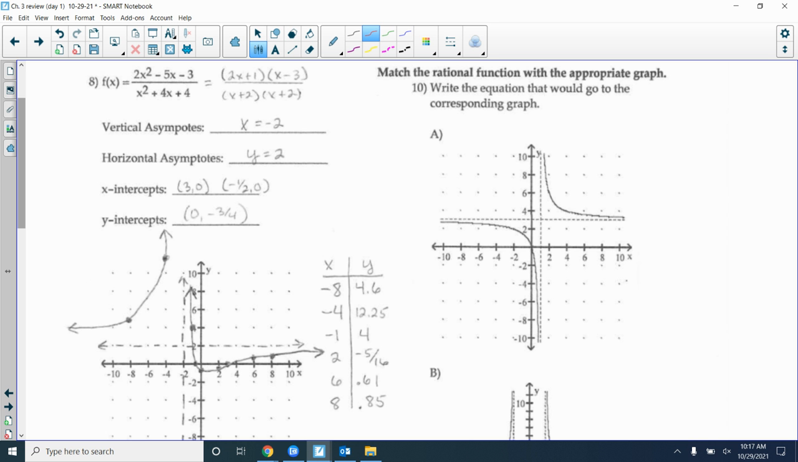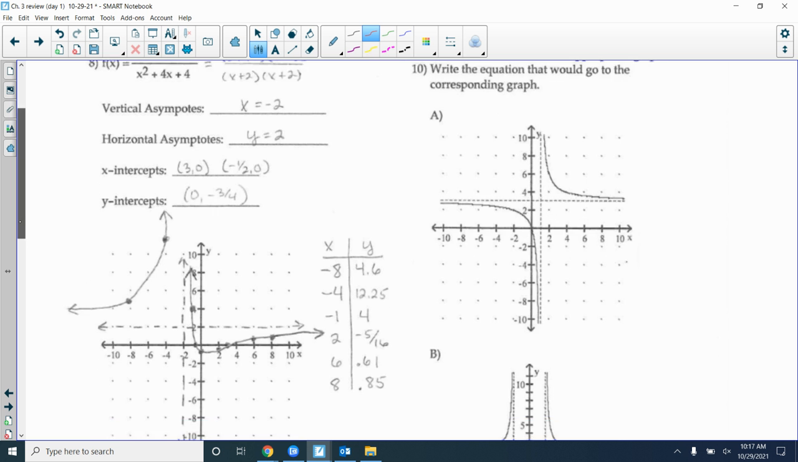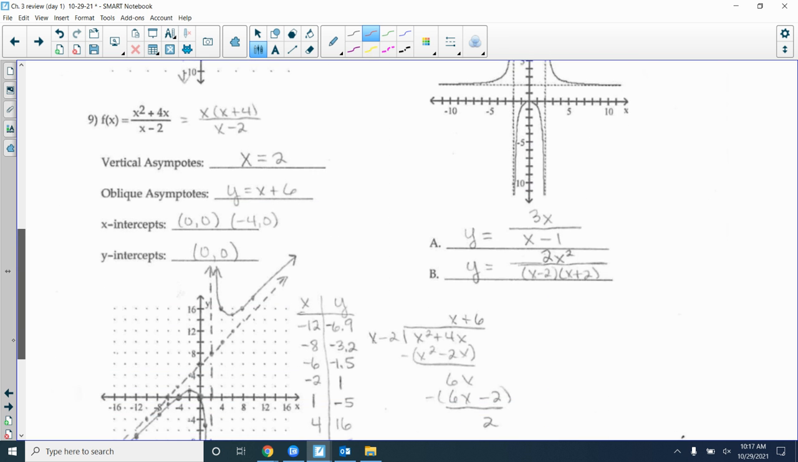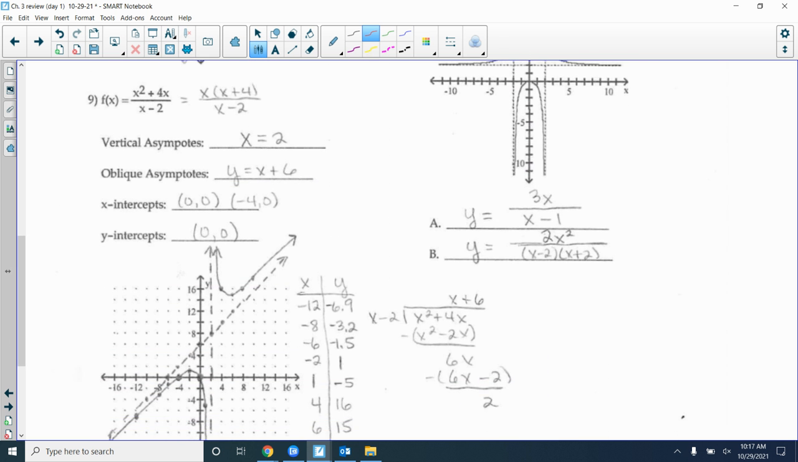I got 2 and -5/16. You're not going to get nice numbers. It's just the way it is anymore. Not everything works out to be nice whole numbers. And then you should get the oblique asymptote. This slant asymptote should be x plus 6. If you graph that wrong, then obviously it's going to be very difficult to see what's going on. But that should be x plus 6 for that one. X-intercepts at 0, 0 and -4, y-intercept at 0, 0. So look at that one.